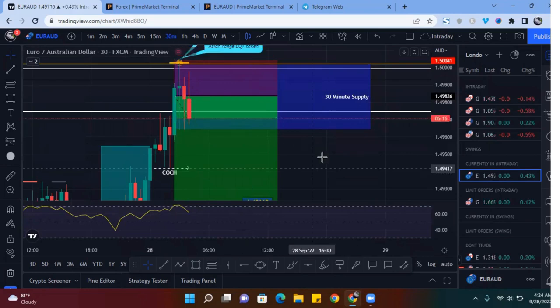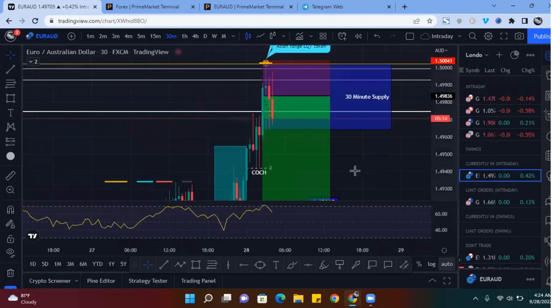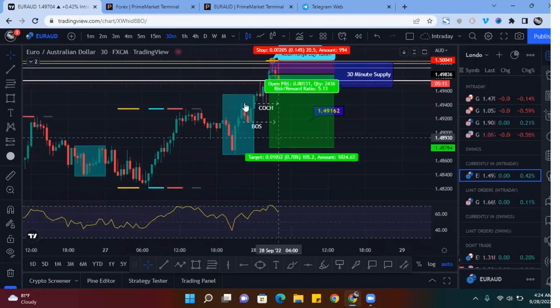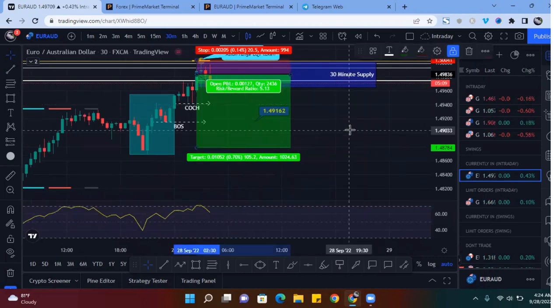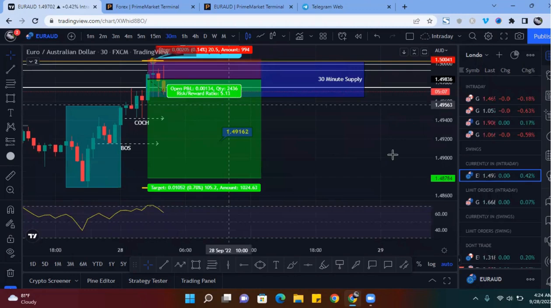So with that being said, I hope you guys got a better understanding of this trade that I took, based on how I explained it earlier and the confluences I just mentioned.